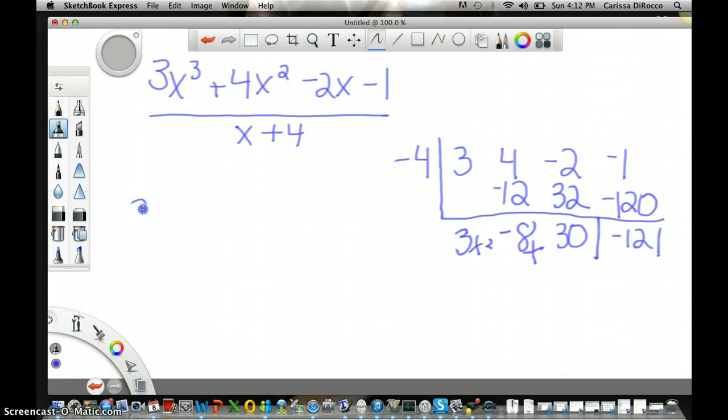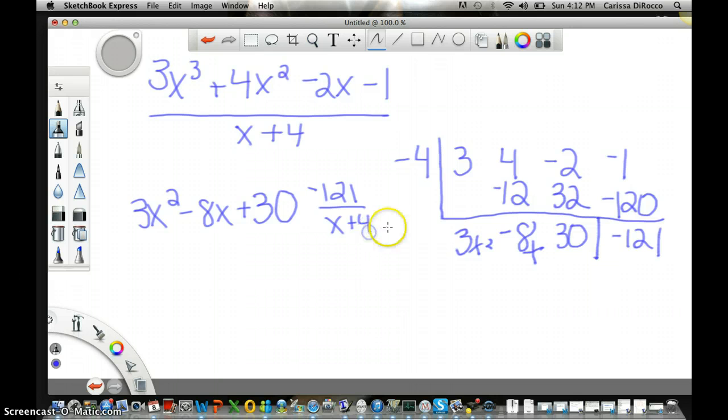So our final answer is 3x squared minus 8x plus 30, and unfortunately this didn't work out evenly, so we have a remainder of -121 over x plus 4. That is your final answer.